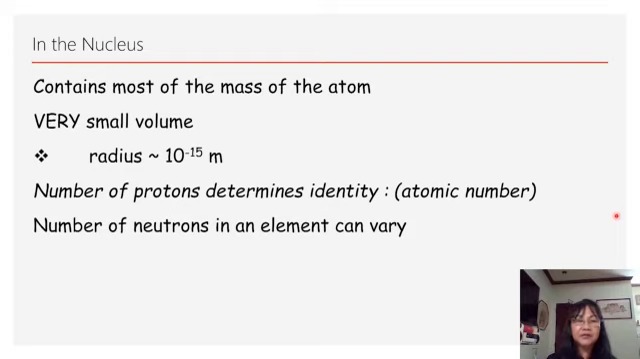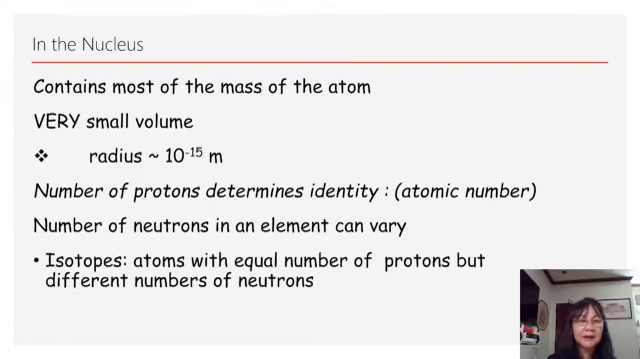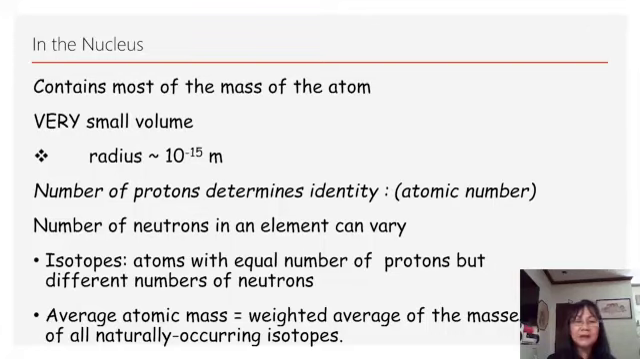The number of neutrons in an element can vary. So a particular element can have atoms with different numbers of neutrons. They have the same number of protons, but they have different numbers of neutrons, and we refer to them as isotopes. The average atomic mass is the weighted average of the masses of all naturally occurring isotopes. So the atomic mass that you find in the periodic table is actually the average mass of all the naturally occurring isotopes of an element.